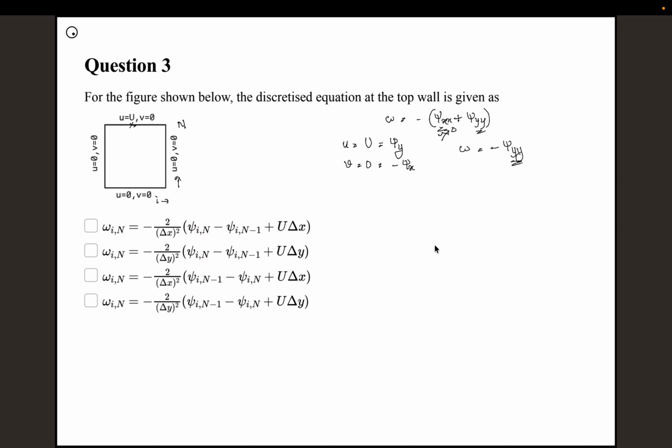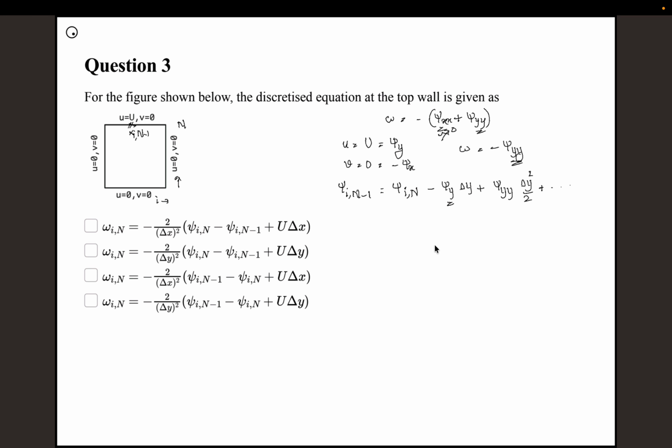So as I said, whenever we are near a wall, we start out with a Taylor series expansion around the neighboring point. So let's say this is my neighboring point, n minus 1. So I can write an equation for psi i, n minus 1 as psi i n, the boundary point. We are going in the negative direction. So minus psi y delta y, where psi y is evaluated at the boundary point, plus delta y square by 2, and so on.